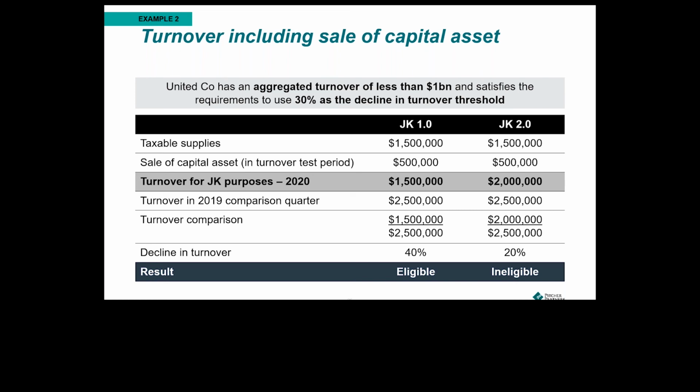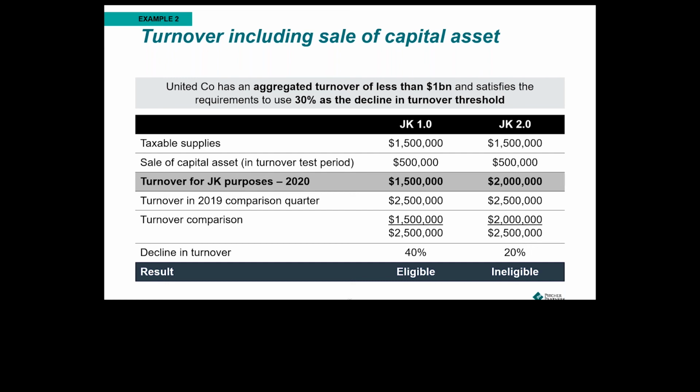So in terms of United Co's decline in turnover test, if it was doing that test under JobKeeper 1.0, then its turnover in the turnover test period, being the quarter ended 30 September, under JobKeeper 1.0 rules, would have been $1.5 million. The reason for that is because under JobKeeper 1.0 and using the concept of projected GST turnover, United Co would have been able to ignore or exclude that sale of the capital asset from its turnover. So the $500,000 could have been excluded, and its total turnover for the test period would have been $1.5 million.